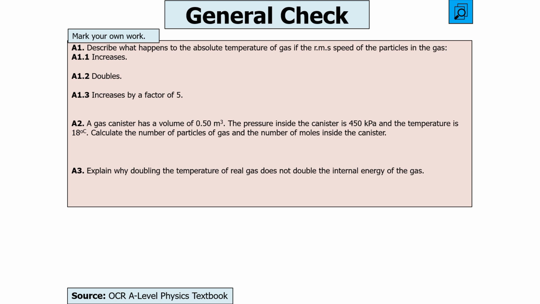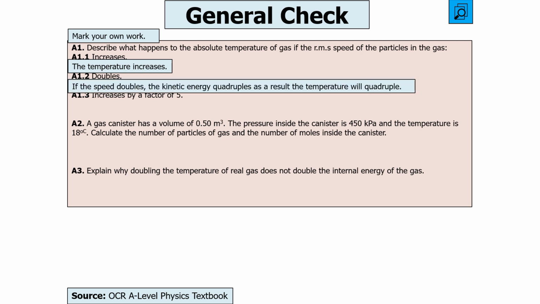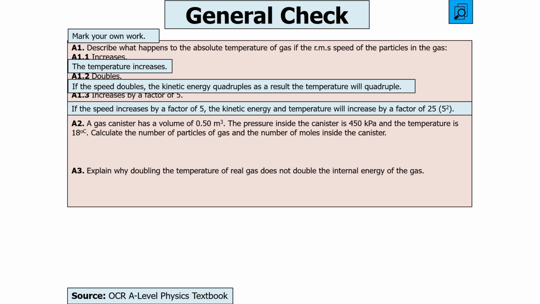Right, well, firstly, we know that temperature links into speed because they're proportional to each other. So as the temperature increases, the speed will also increase. Next one, we know that temperature is proportional to the speed squared. So if the speed doubles, then the kinetic energy will quadruple, as the temperature will also quadruple. And once again, if the speed increases by a factor of 5, the kinetic energy and the temperature will increase by a factor of 25 because it's proportional to 5 squared.